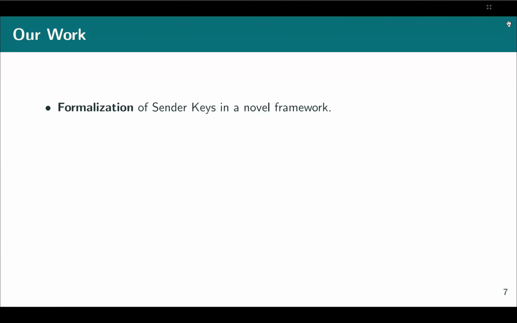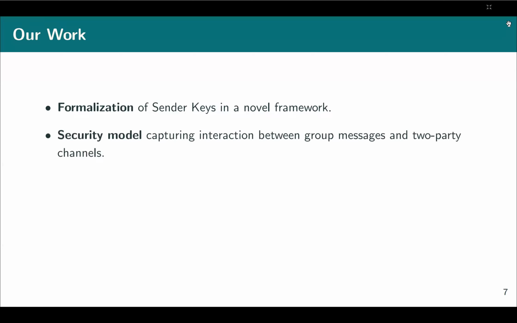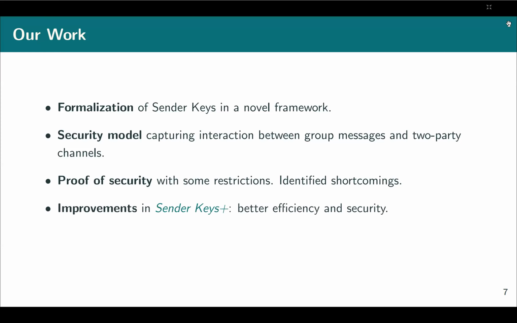We first formalize Sender Keys. We introduce a new formalization, a new framework. We do this to deviate from MLS and CGKA because of this characteristic of using two-party channels that I told you is really present in other group messaging protocols. We also propose a security model that captures this interaction. We carry out the group security analysis. For the group security to work, we have to restrict the adversary in several ways. With this, we identify user connections in the protocol.